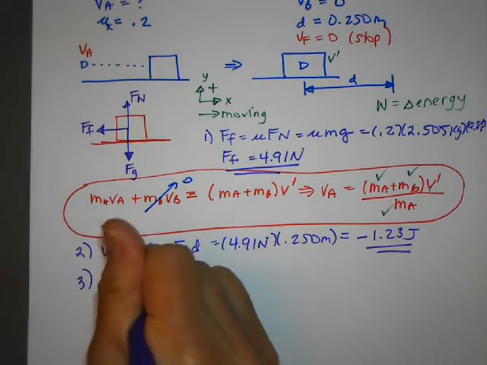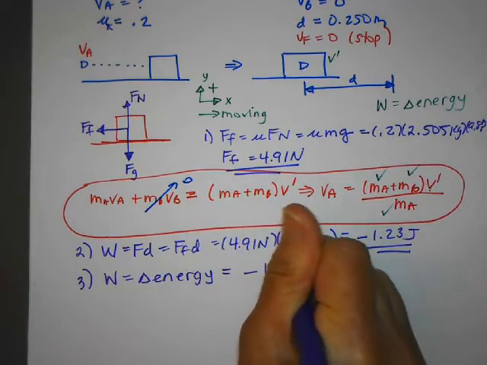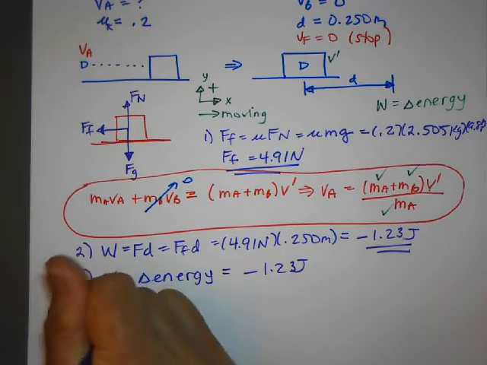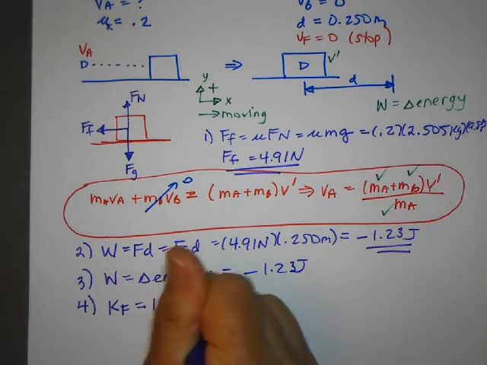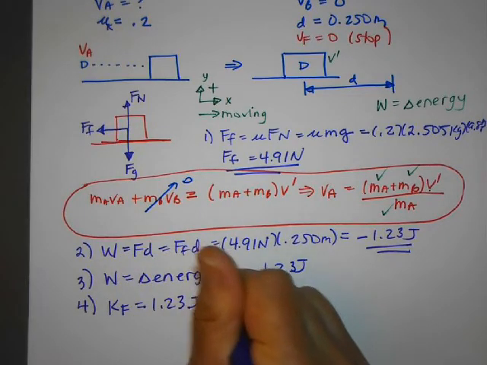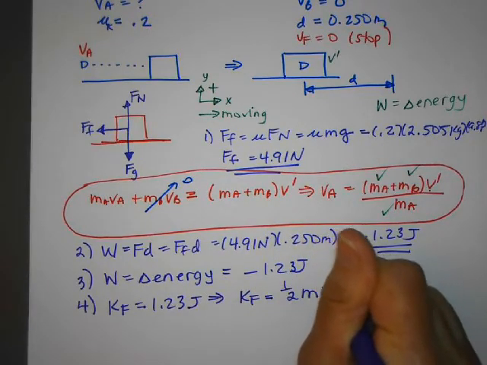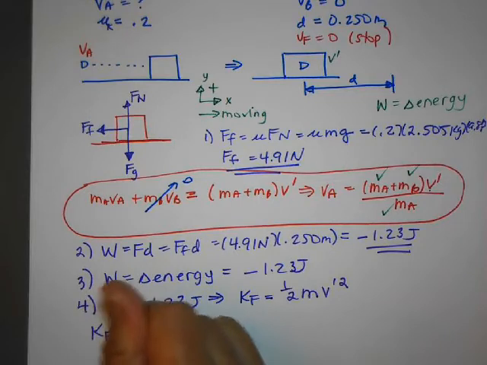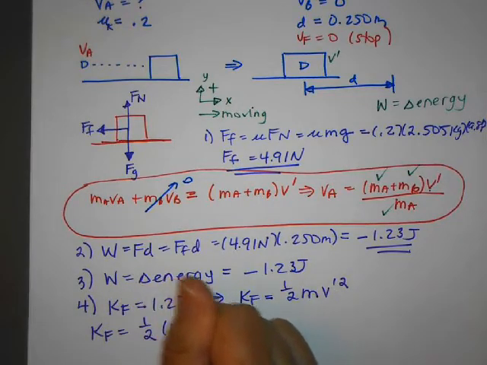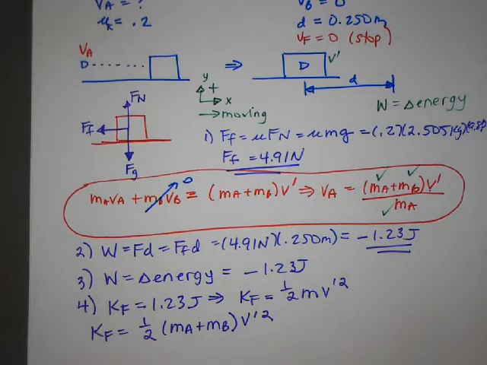Then I know work is equal to the change in energy. So that's negative 1.23. So the final kinetic energy is 1.23. And I know that kinetic energy is equal to 1/2 mv prime squared. So in this case, the final kinetic energy is 1/2 the mass, in this case they're embedded, ma plus mb times v prime squared. And this is how I am going to find v prime.